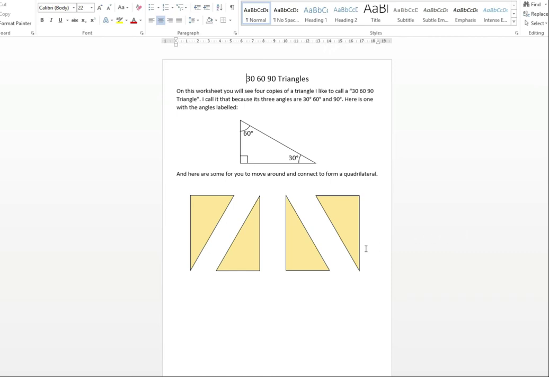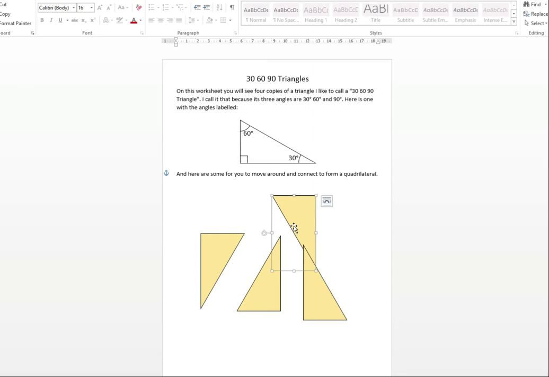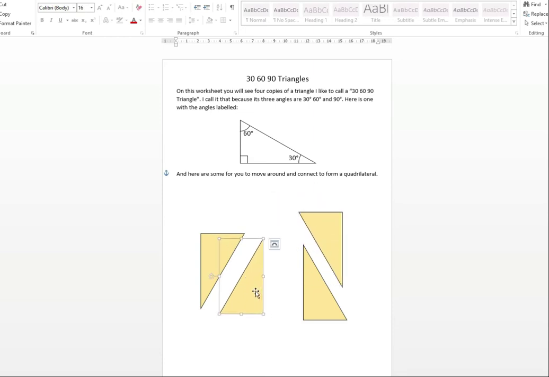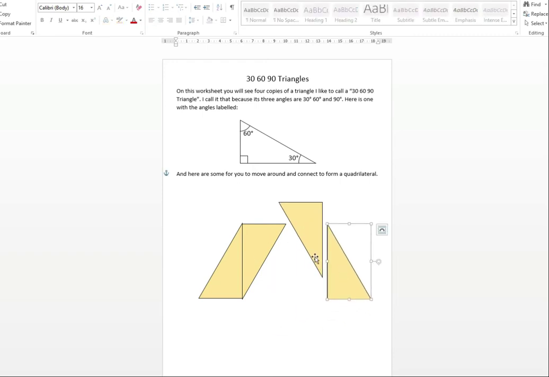For those of you working on screen, you can move these 4 triangles around using your mouse, and you can join them together in different ways. For example, this is me joining 2 triangles together to form a quadrilateral, like the one I had done on the screen before. But remember, you can use up to 4 triangles to form your quadrilateral, and you can use the rotation option to spin your shape around.